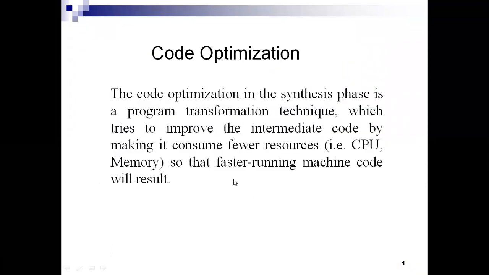What is the definition of optimization, and why optimize? It means improving the intermediate code by making it consume fewer resources. Some examples of resources are CPU and memory. The result is faster running machine code.